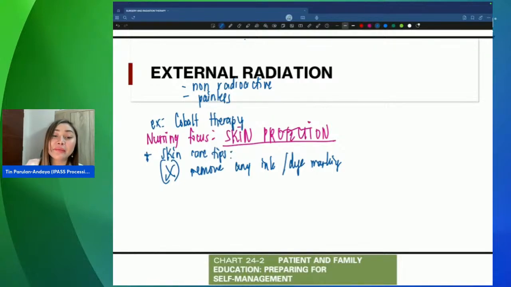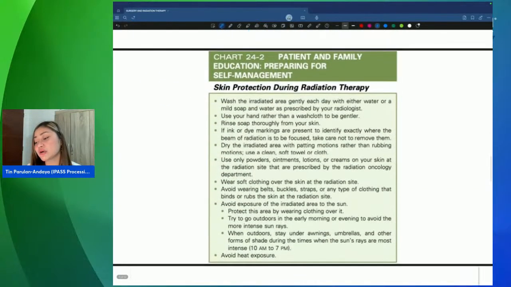No. So it's very, very important to focus on maintaining the skin integrity of the patient. Of course, the use of powders, ointments, lotions, or creams like this one. These are our nursing management or our focus when it comes to skin protection during radiation therapy. You can use them only if prescribed by your radiation oncologist. But anything that is too harsh on the skin, your antimicrobials, is a big no-no.